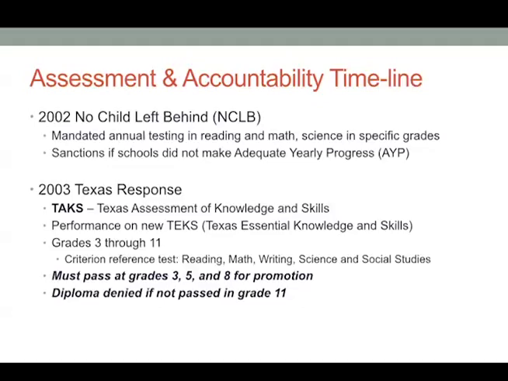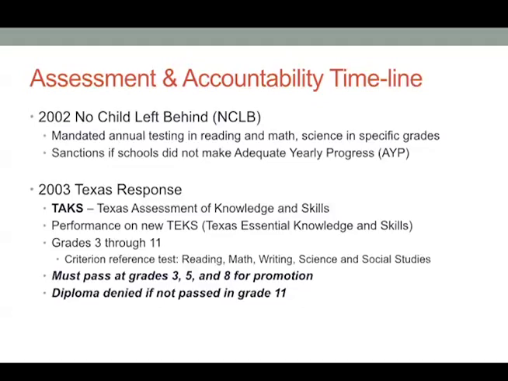2002, monumental year for assessment and for education with No Child Left Behind. This is the one that said, no, everyone must do annual testing, and the subject areas were mandated in reading and math and science and specific grades. In addition, there were sanctions tied to schools and districts if they did not meet what was called adequate yearly progress. The goal there being that in 2014, 100% of the students in every subpopulation would be successful in every subject area. Lofty goal, certainly something to work toward, but we can all understand those challenges.